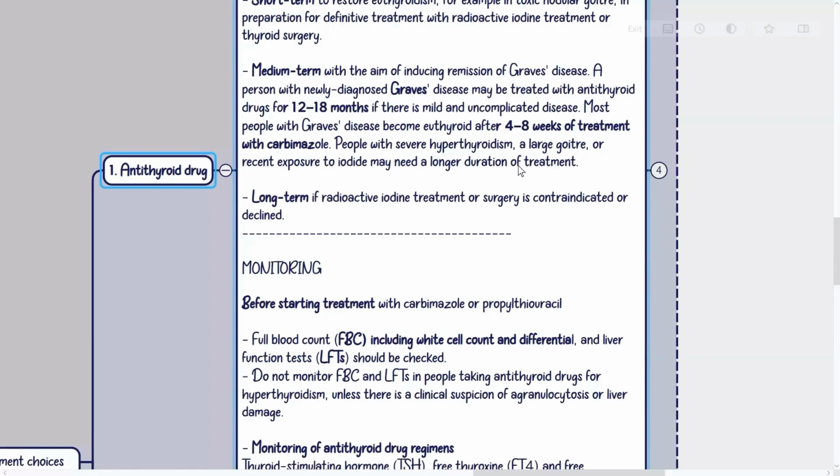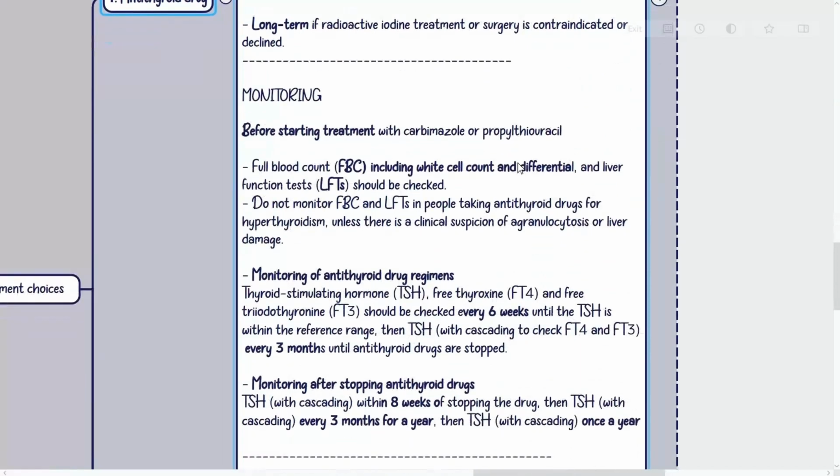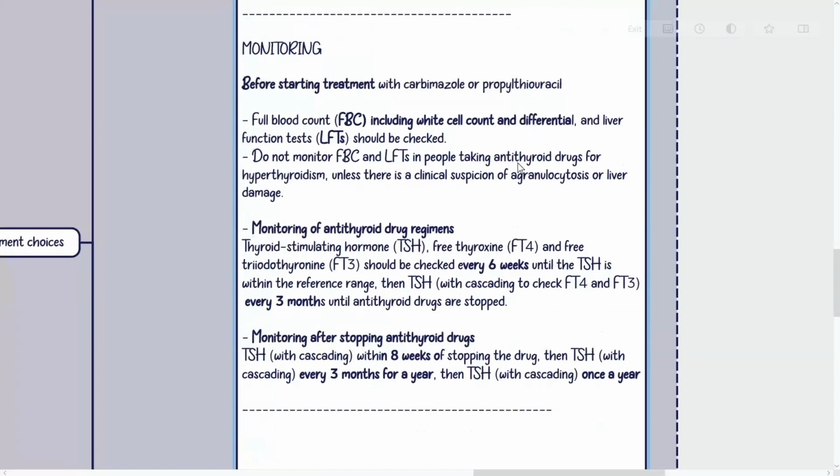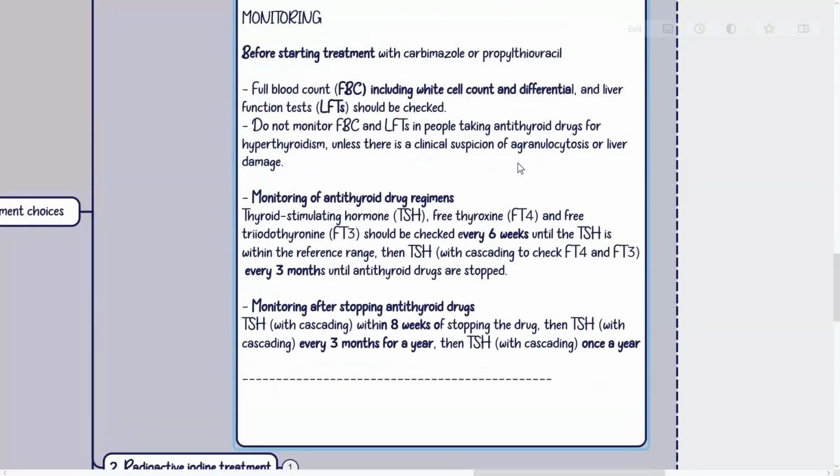Monitoring. Before starting treatment with carbimazole or propylthiouracil, full blood count, FBC, including white cell count and differential, and liver function tests, LFT, should be checked. Do not monitor FBC and LFTs in people taking antithyroid drugs for hyperthyroidism unless there is a clinical suspicion of agranulocytosis or liver damage.